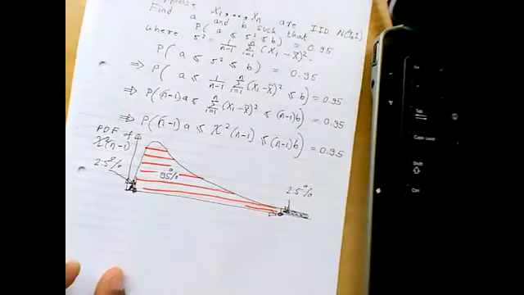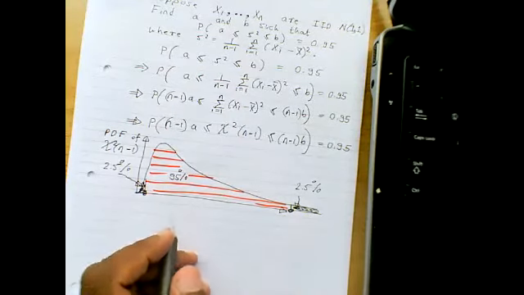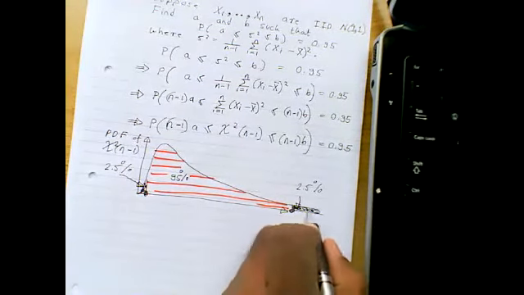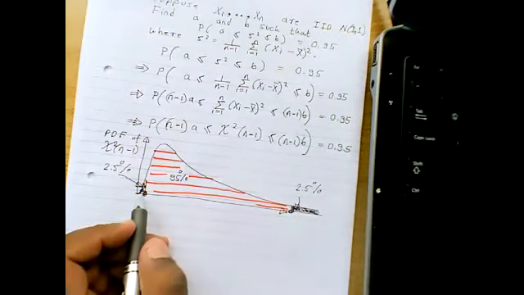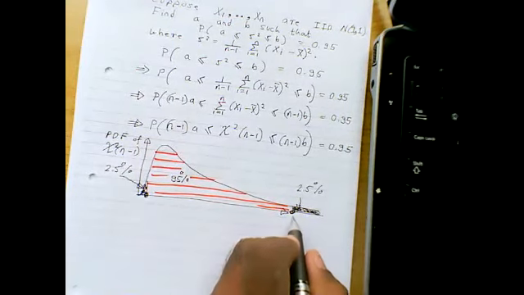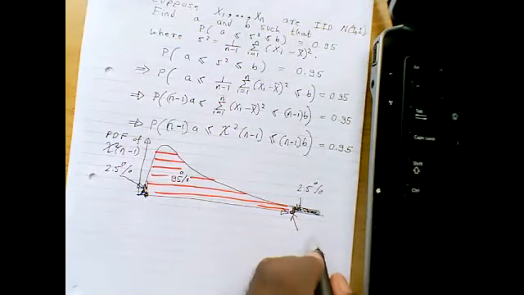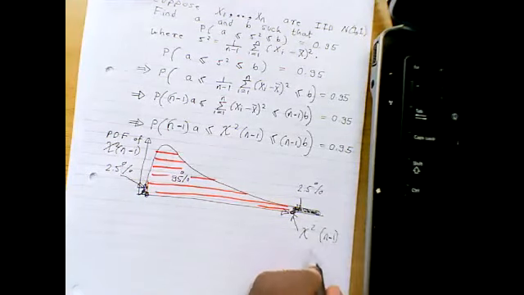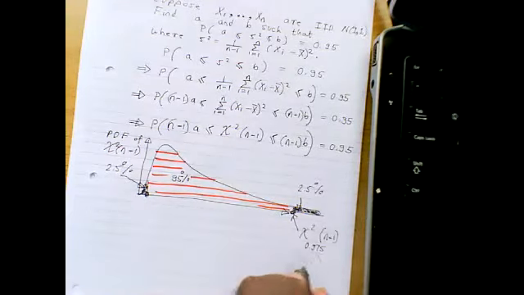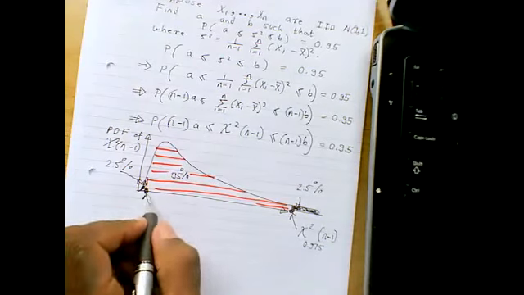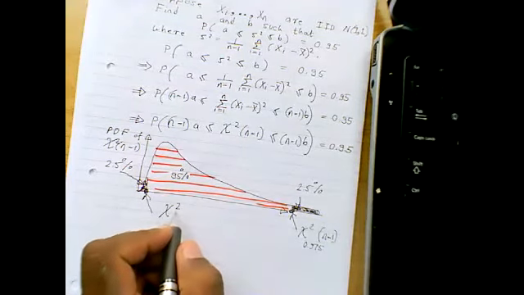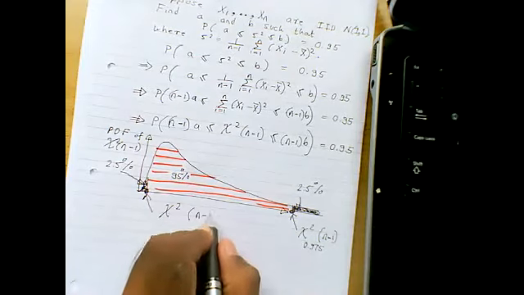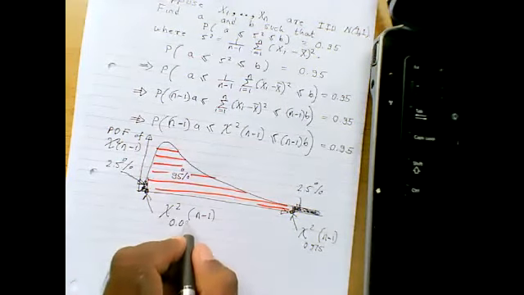All right, I will try to do as many examples as I can, so let me carry on with this. This is 2.5% and this is 2.5%. So you can take this to be chi squared with n minus 1 corresponding to an area of 0.975, and you can take this to be chi squared with n minus 1 and area of 0.025.